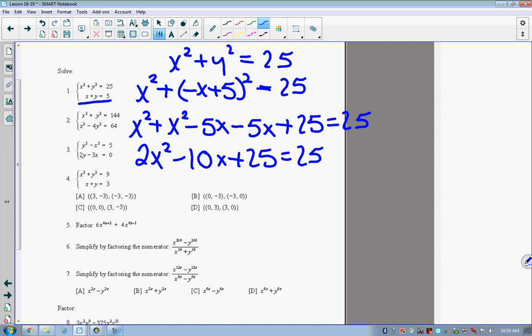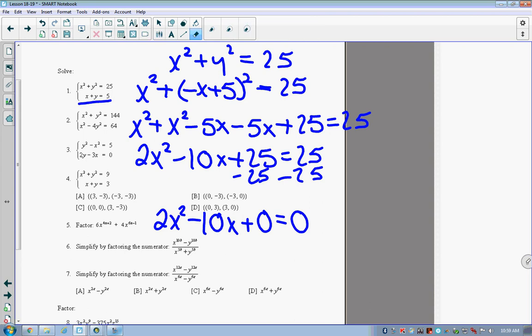Okay? Now, if I'm going to solve a quadratic equation, what am I going to have to do with the right-hand side of this equation? Yeah. Subtract 25, subtract 25. I'm getting something like 2x squared minus 10x, what? Plus 0 equals 0. Does everybody understand how we got to 2x squared minus 10x plus 0? Okay, great. So I'm going to erase what's up here.